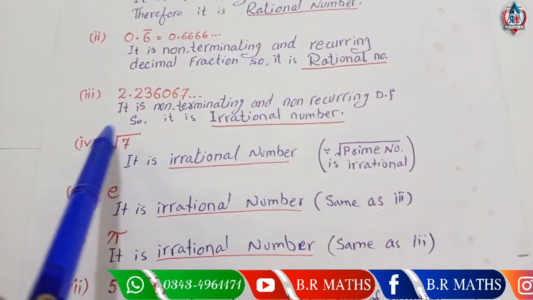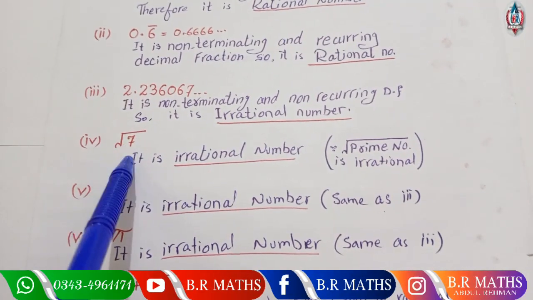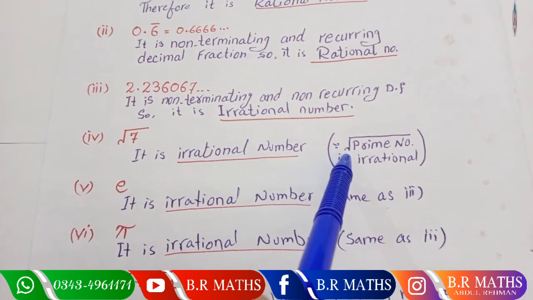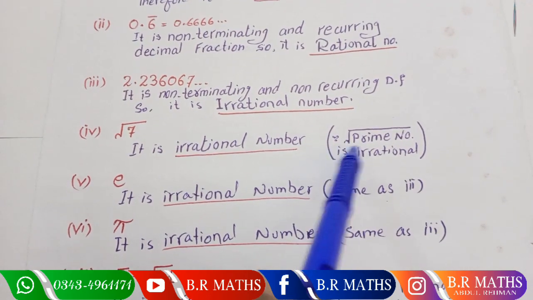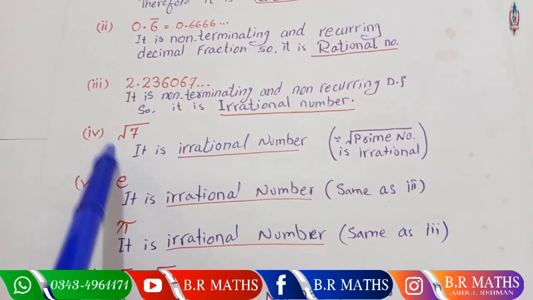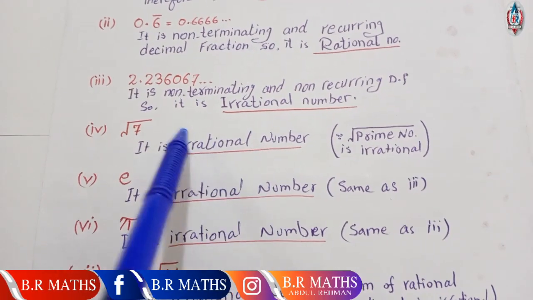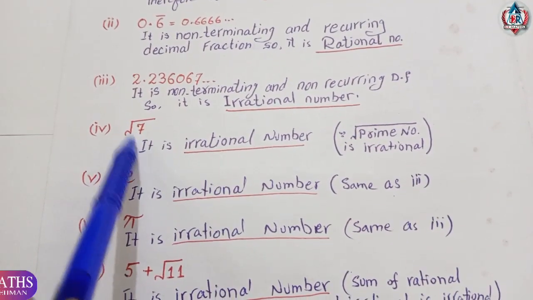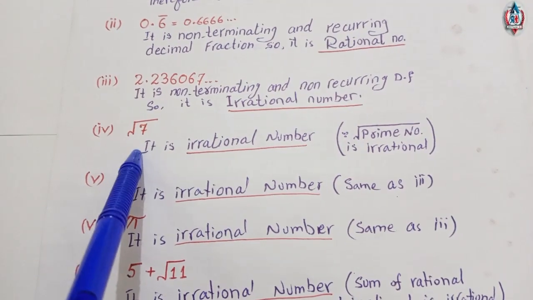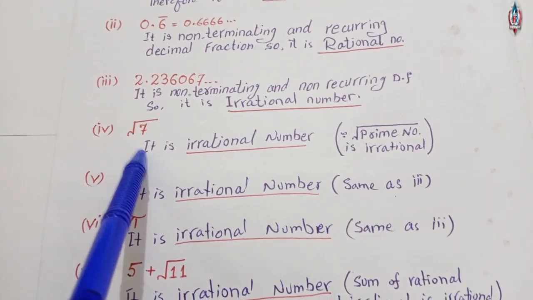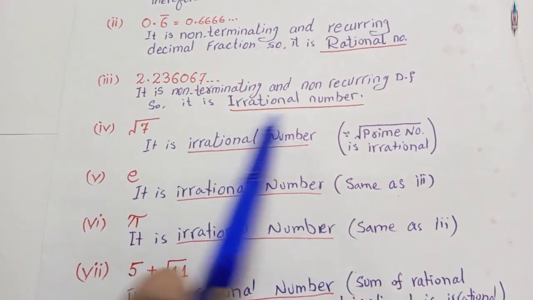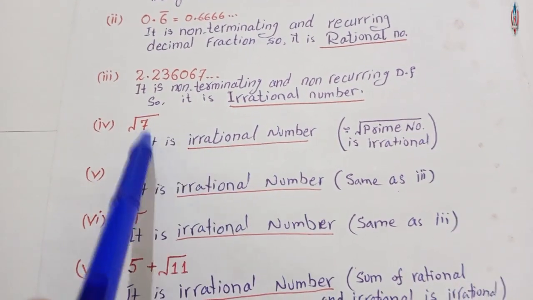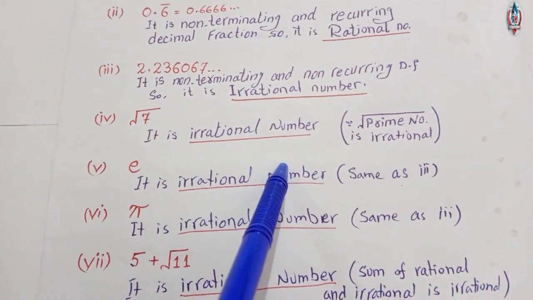And next, square root 7. 7 is a prime number. So according to the property, the square root, the radical of a prime number is irrational. So this is irrational. And if you want to verify this number, you can calculate square root 7 on a calculator, and it gives a non-recurring and non-terminating result. Hence the square root 7 is an irrational number.